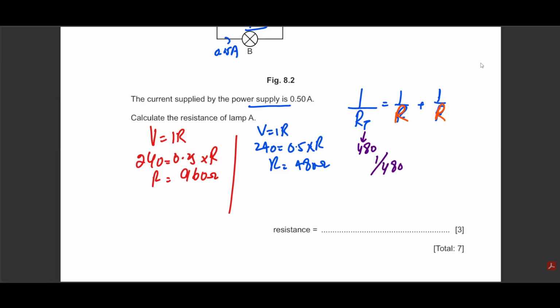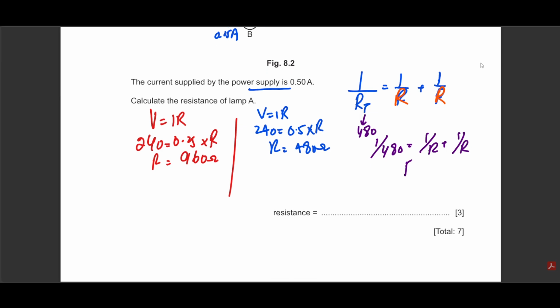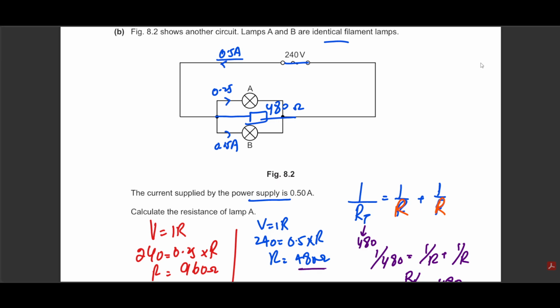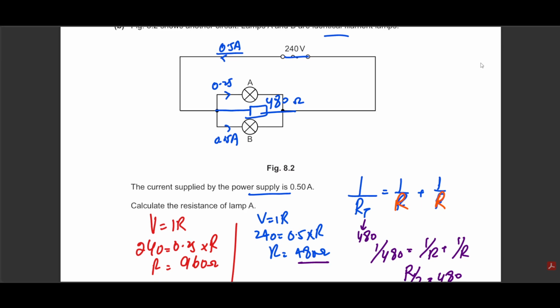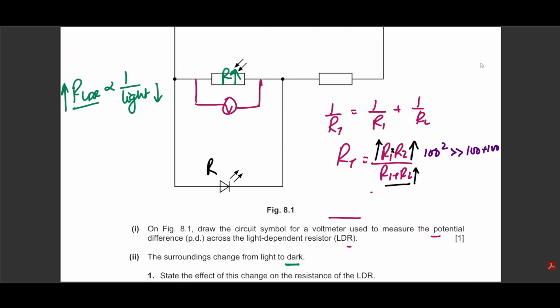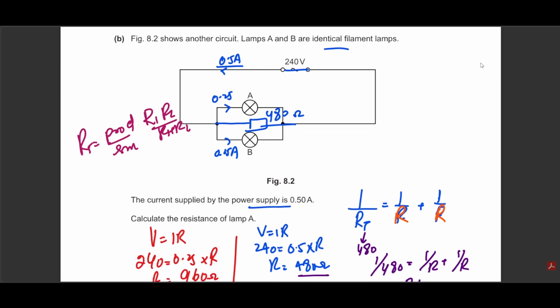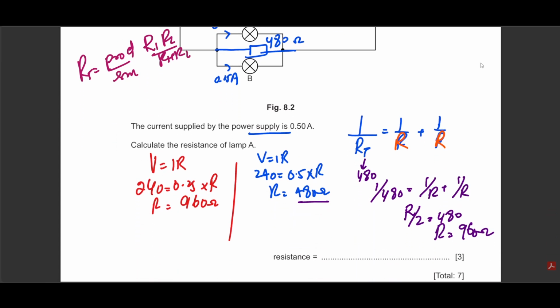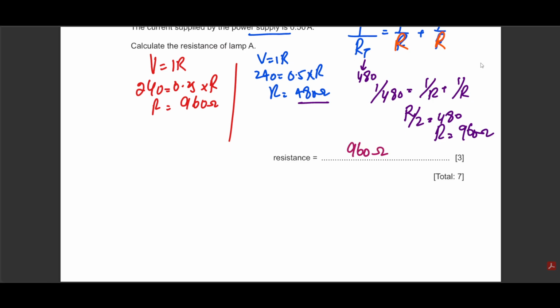So 1 over 480 equals 1 over R plus 1 over R. This would again lead to R by 2 equals 480, and then R would become 960 again. A counter logic would have been that if the total resistance is 480 for this one, I know for a fact that if they are identical, the resistance would have been halved by the formula RT equals product over sum, which is R1 multiplied by R2 divided by R1 plus R2. The same formula I was talking about over here, which comes from just two resistors. This is a shortcut for two resistors. So again, many logics available here, but the final answer will be 960 ohms. Please don't forget the unit.